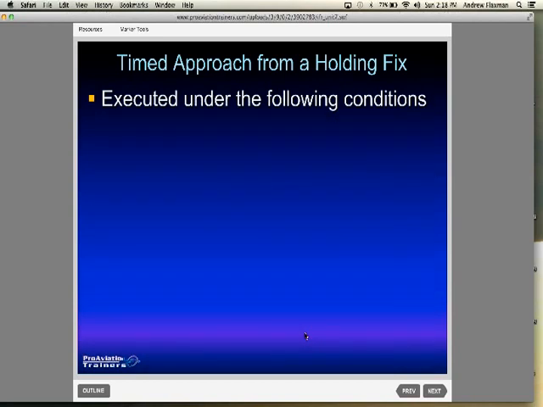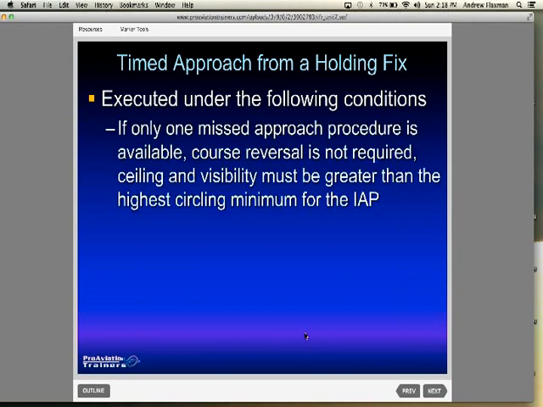Timed approach from a holding fix continuing, so it's executed under the following conditions. If only one missed approach procedure is available, course reversal is not required, but ceiling and visibility must be greater than the highest circling minimum for the instrument approach procedure. And where would we find the highest circling minimum? In the thing down at the bottom of the approach plate for the circling approach.